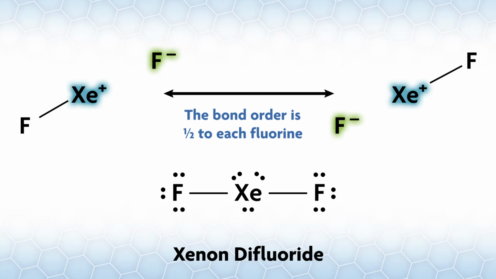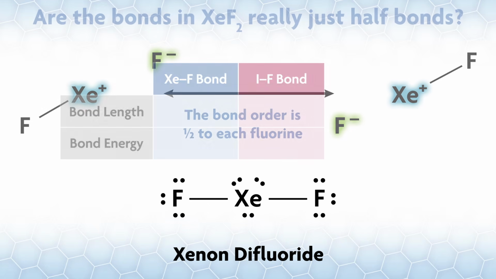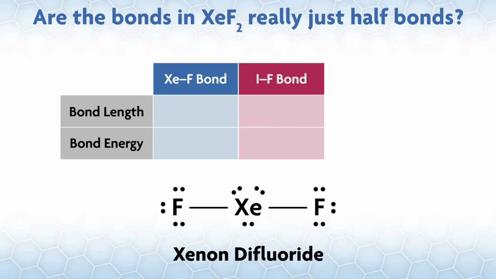You can have a full xenon-fluorine bond to one side of the xenon cation and fluorine anion, then you can do the same to the other side. Still here, the bond order is 1/2 to each fluorine. Are the bonds in xenon difluoride really just half bonds? It seems so from the data.